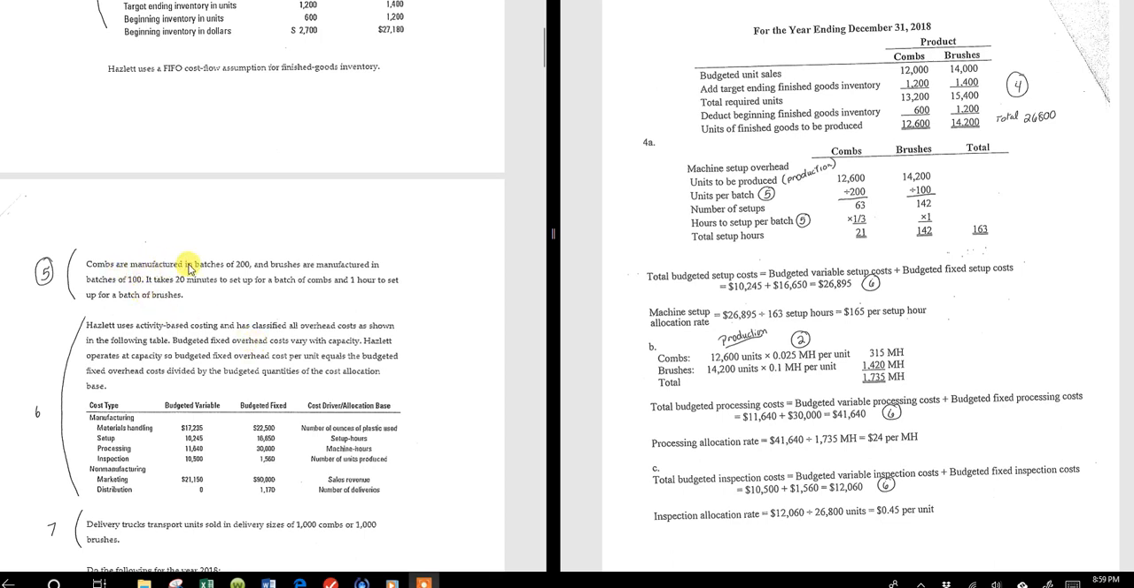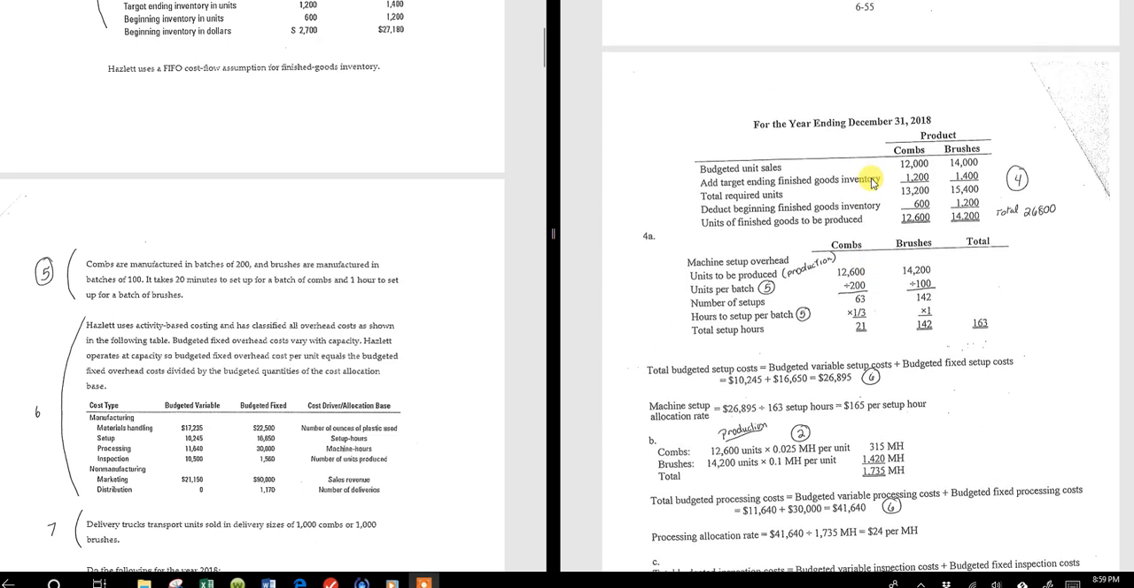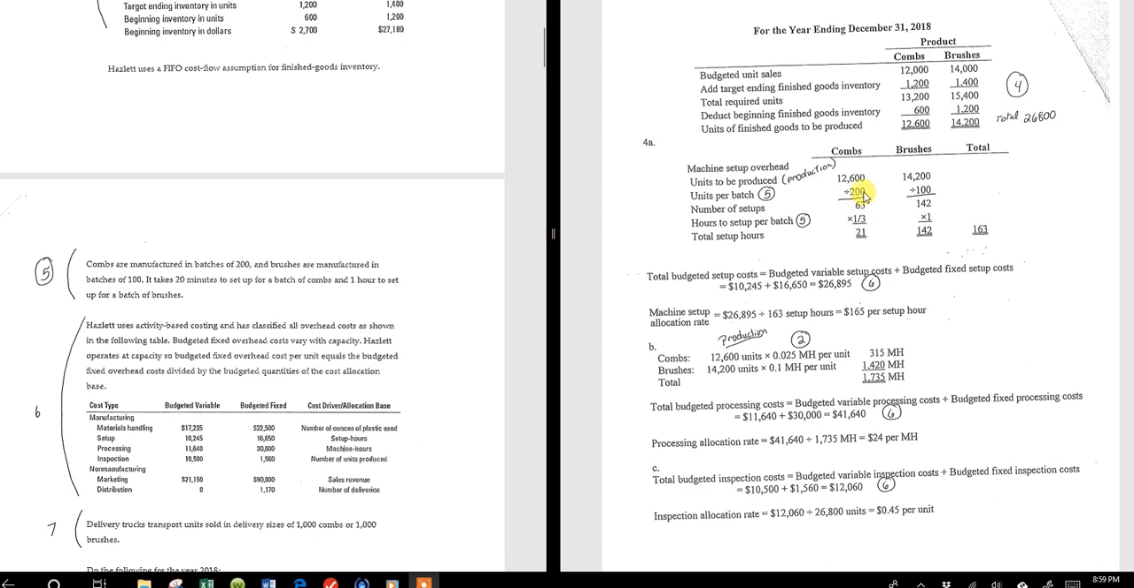But combs are manufactured in batches of 200 and brushes are manufactured in batches of 100. It takes 20 minutes to set up for a batch of combs and 1 hour to set up for a batch of brushes. Okay, so there's 200 in each batch and 100 in each batch. So I have my 12,600 units to be produced from my production budget right there. And I'm going to make them 200 at a time, so I need 63 setups.